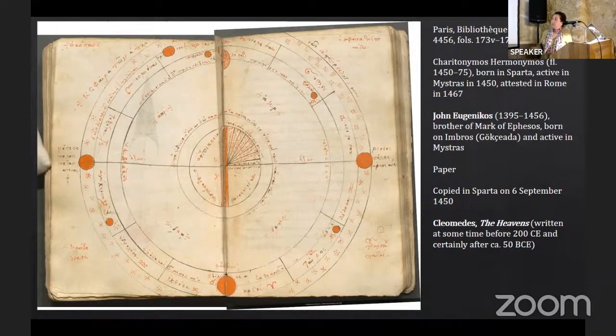So we have the entire universe in an opening of a manuscript on a plain surface. And the text is preserved today in Paris, but it was produced in Sparta in 1450 by two professional scribes and scholars, Charitonymos Hermonymos and John Eugenikos. And there is a colophon that attests to that. The codex as a whole preserves a collection of cosmological treatises, including Pseudo-Aristotle's On the Cosmos and Cleomedes' The Heavens.